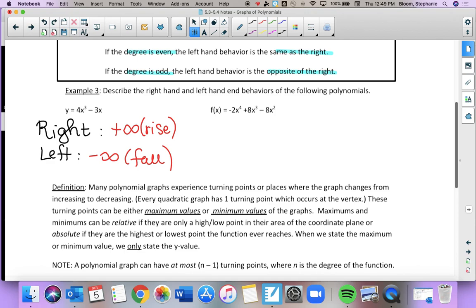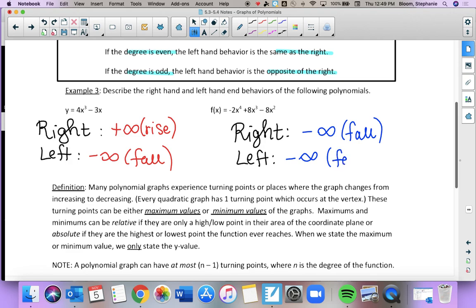Okay, let's look at the second one. Right-hand side goes with leading coefficient. What's the leading coefficient? -2. What does that mean it will do? Good. It's going to go negative. It's going to fall. Even or odd degree? Even degree. So what does it do? It does the same as the right, so it's going to also go to negative. Okay?